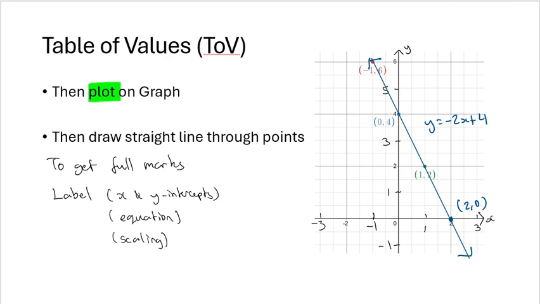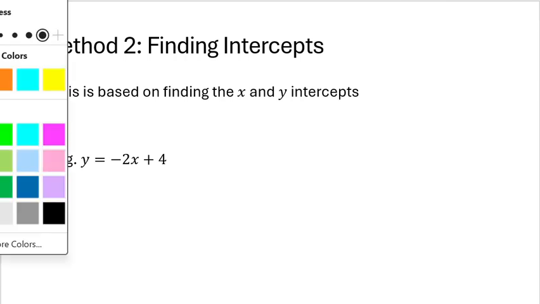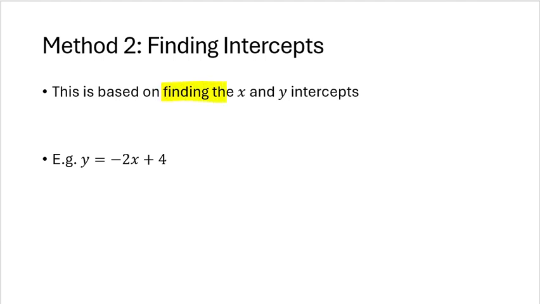So that's chapter 4a, table of values done. The second method is finding the intercepts. So you need to find the x and the y intercepts. I'm going to use the same equation, okay?